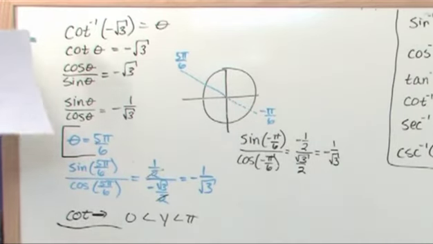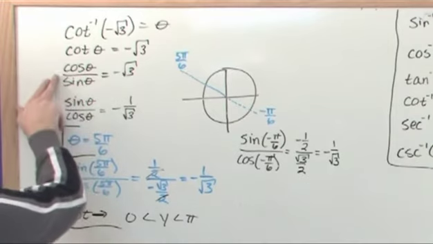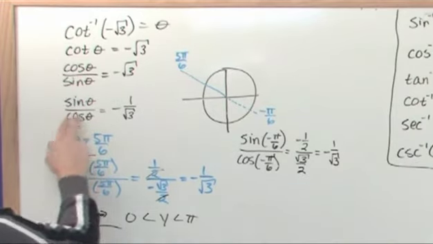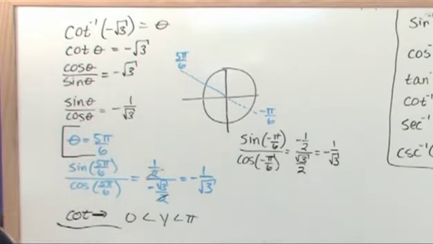Okay, so we started with cotangent, and we converted into sine and cosine, and I like to deal with sine over cosine, so I flipped things over, and that's how we proceeded with that example.